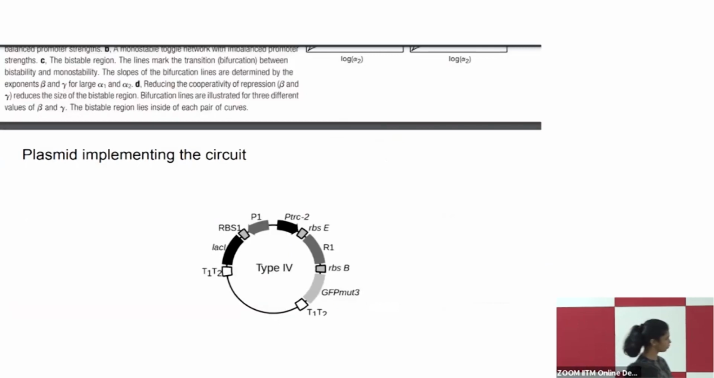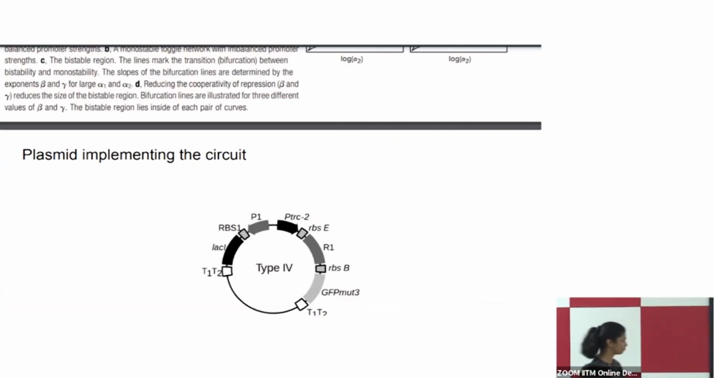Now, to talk about the bio part of it, which I'm not very comfortable with because I don't have much background in bio, but I'll just make an attempt.